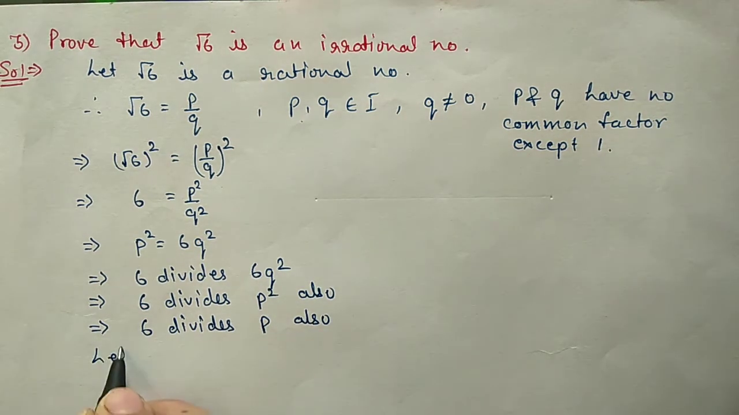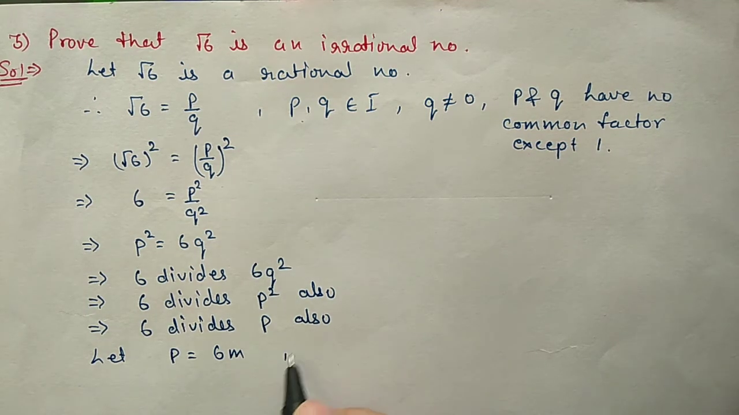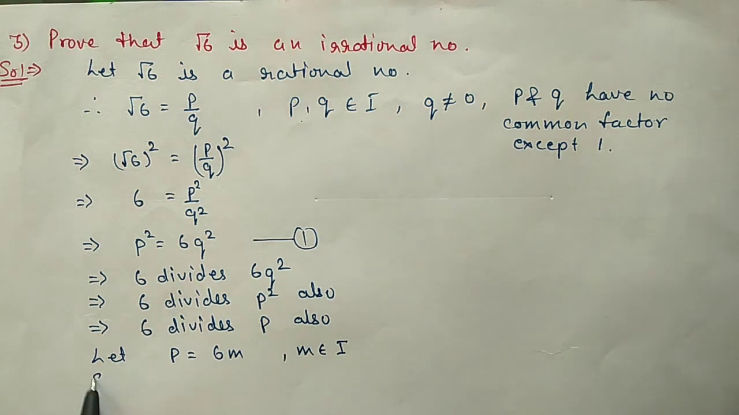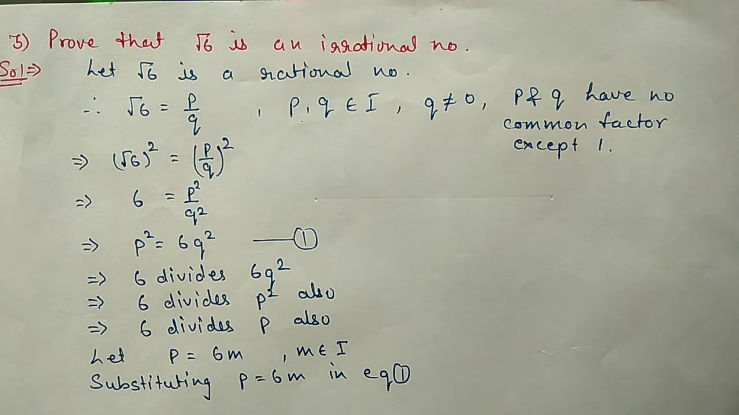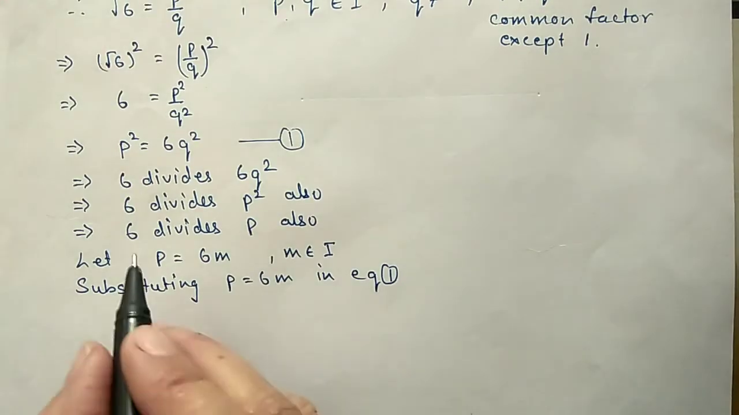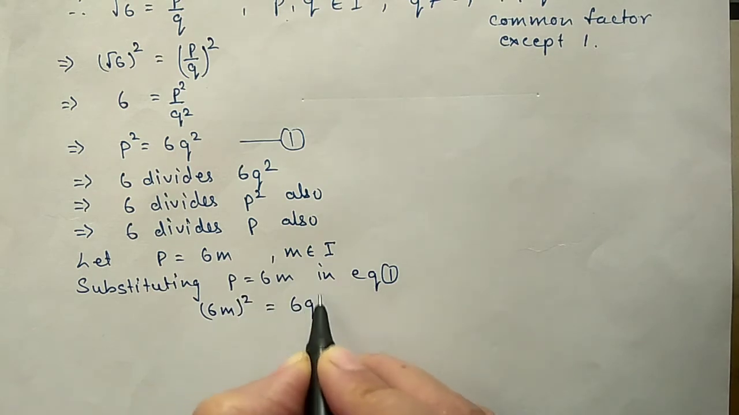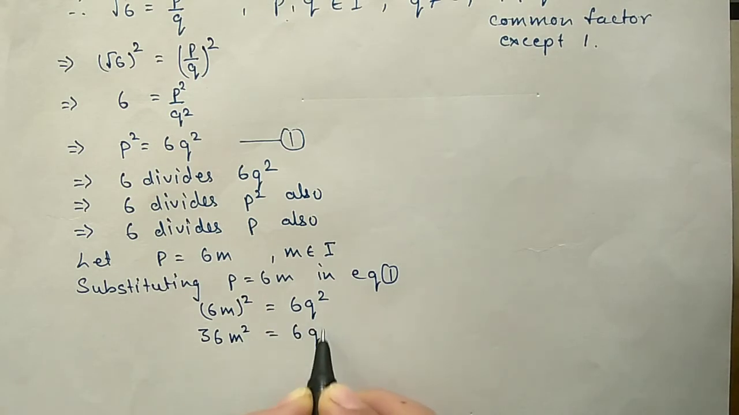So we can take, let p is equal to 6m, any alphabet we can take here, and this m is an integer. Now this value we will substitute in this first expression. So substituting p is equal to 6m in equation 1, we will get, in place of p we write (6m) whole square is equal to 6q square. (6m) whole square means 36m square is equal to 6q square.